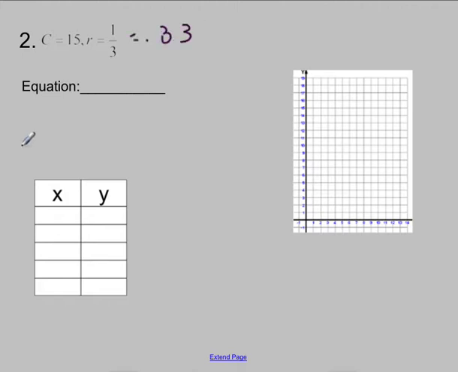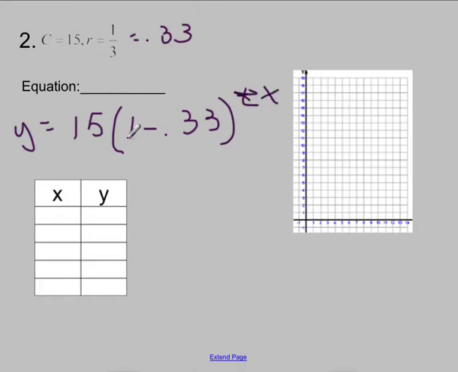So let's write out our starting equation. We have y is equal to 15 times 1 minus 0.33, raised to the x power. What we want to do is subtract this out. Well, that's going to give us 0.67. So I get 15 times 0.67 to the x power, and y is equal to that. So that's the equation that I'm setting up that I need to graph here.